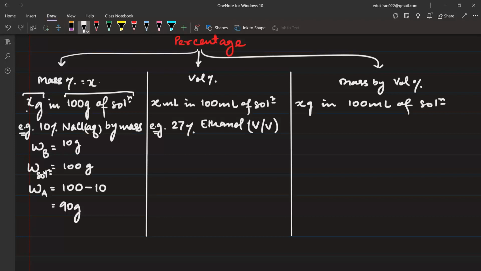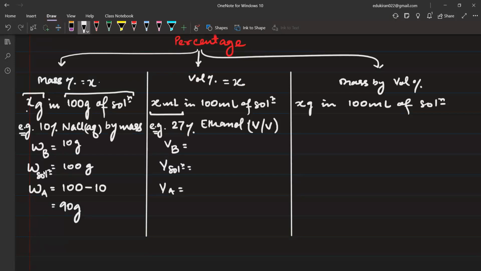Yes, sir. So here we are dealing with mLs, right? So I can tell 27%. I can tell the volume of solute. I can tell the volume of solution. And I can also tell the volume of solvent. So if you have volume percentage given as X, what does it mean?